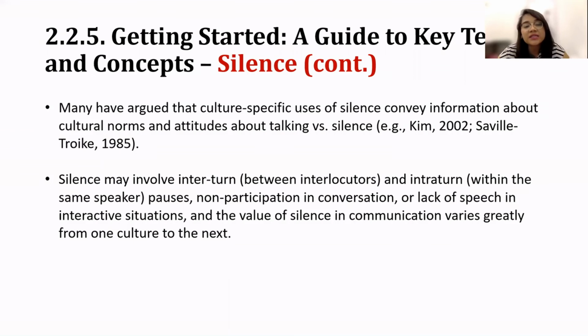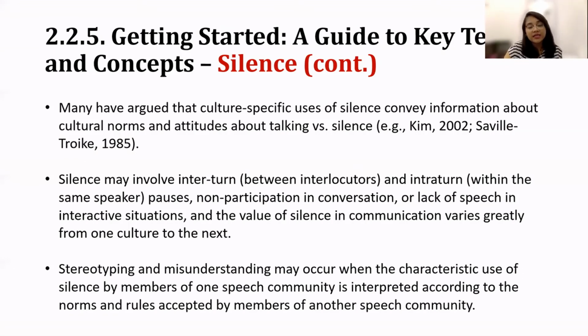And the value of silence in communication varies greatly from one culture to the next. So, how people from a certain cultural group see silence in communication can be very different from other cultural groups. This is what we will discuss further in this section, so that later when we meet people from other countries who use a lot of silence, we are not creating bad assumptions about them, but instead we know what to do, we know what to anticipate.